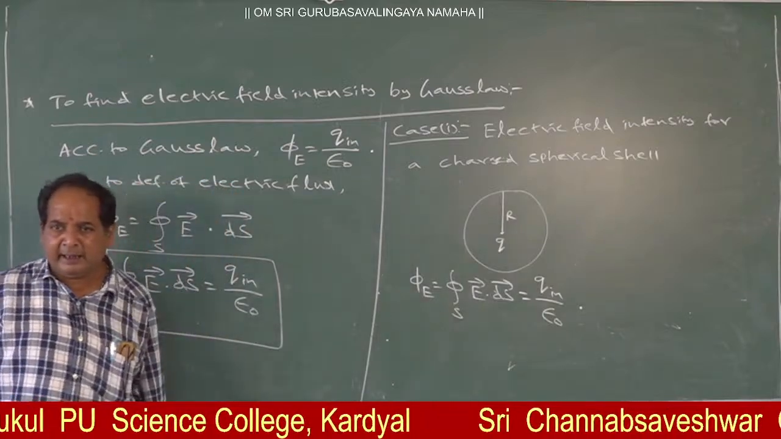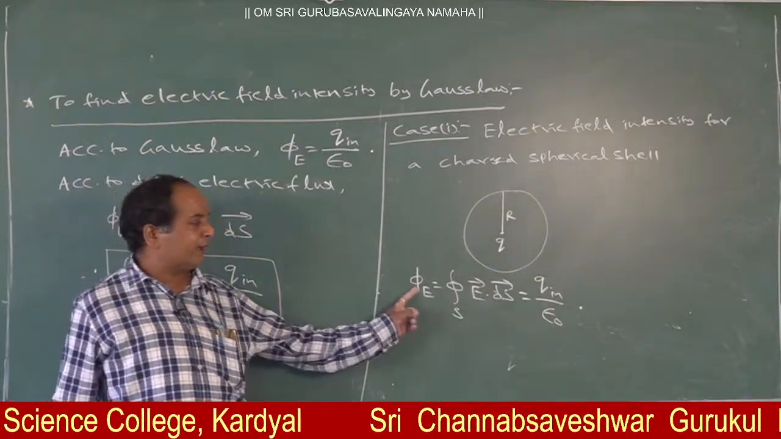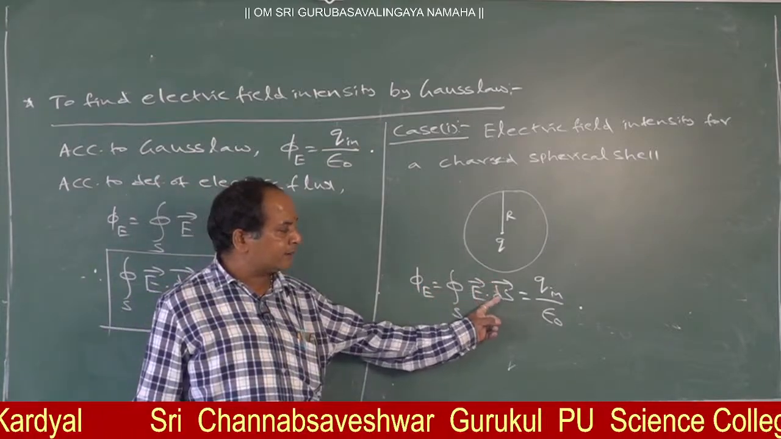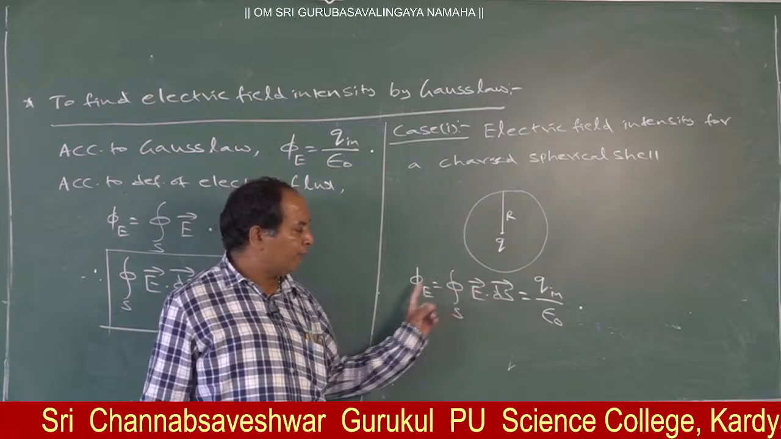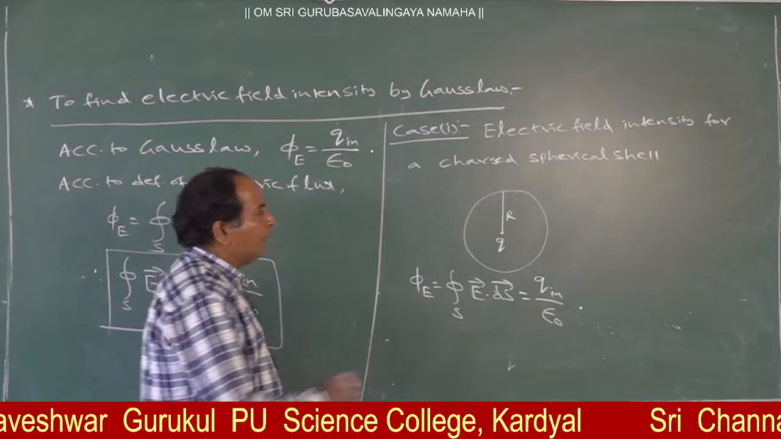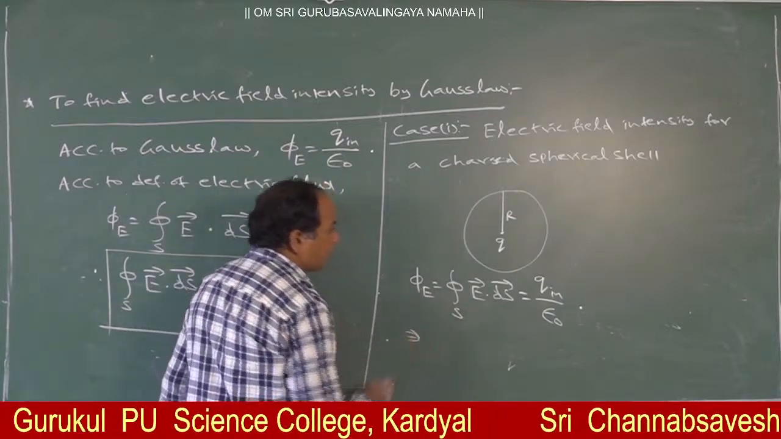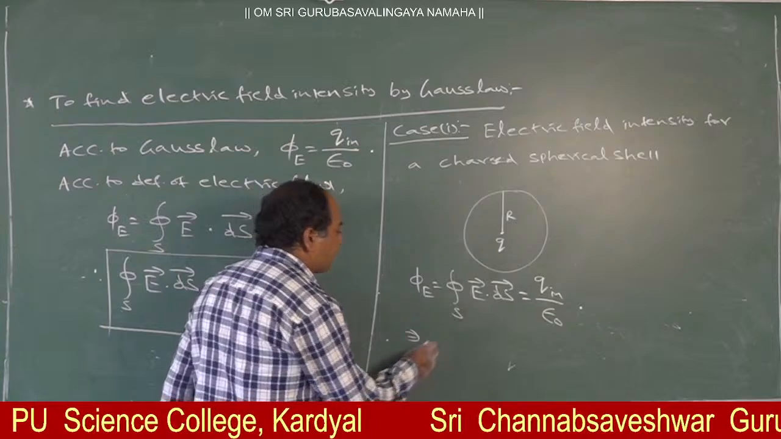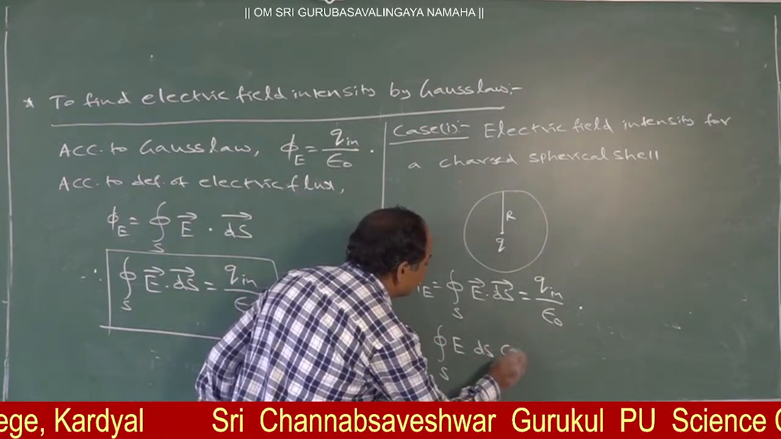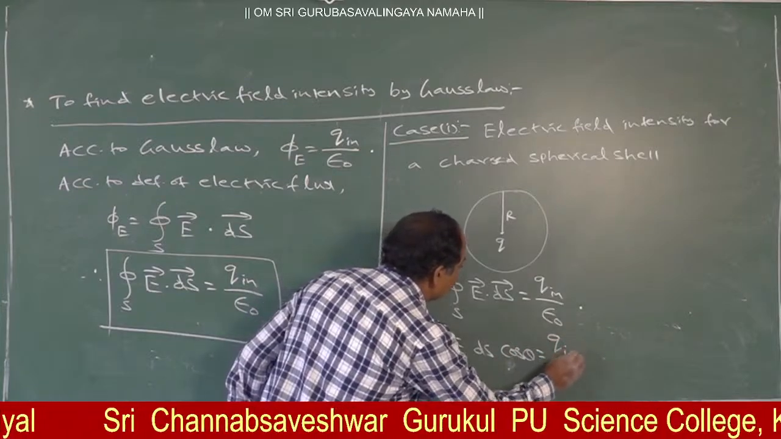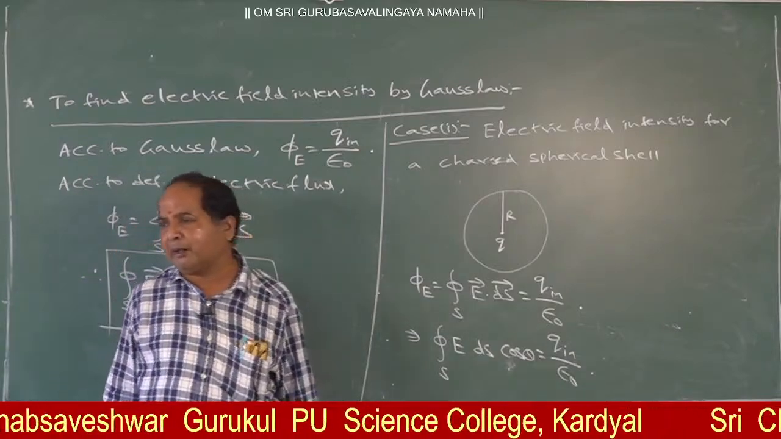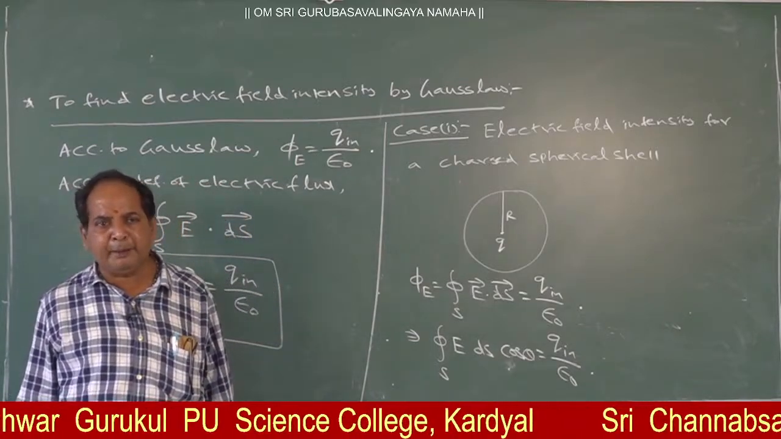Yes or not? According to the definition of electric flux, phi is equal to surface integral E bar dot ds bar. And according to Gauss law, phi is equal to Q in by epsilon. Now, if you apply the scalar product, surface integral of E ds cos theta is equal to Q in by epsilon naught. A bar dot B bar, the formula is AB cos theta.